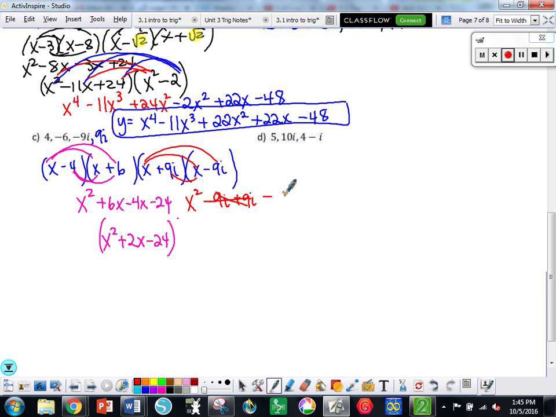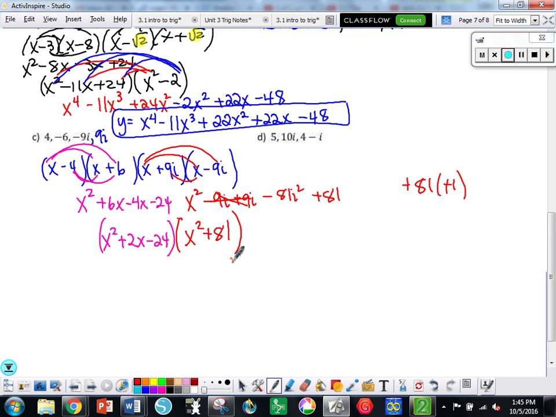Minus 81i squared. But I need to change this. Instead of i squared, we'll have a negative 1, right? So this is no longer a minus 81i squared. It's going to be a plus 81. So right here I've got x squared plus 81.